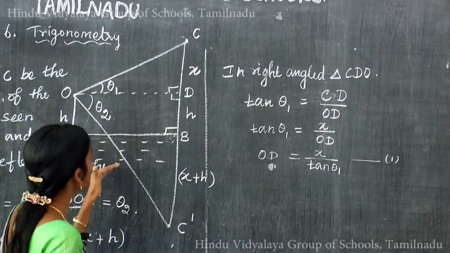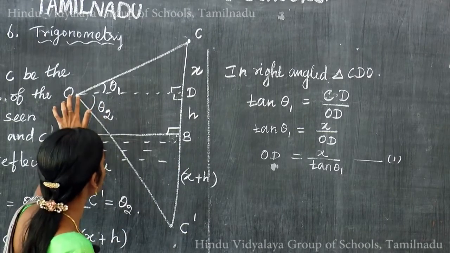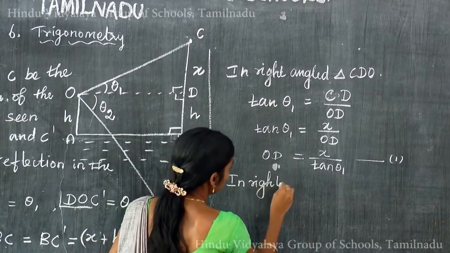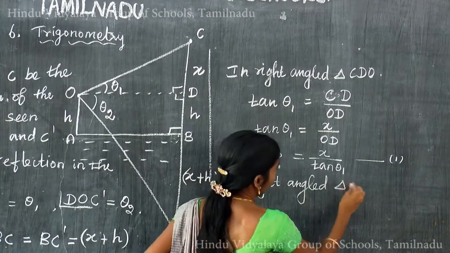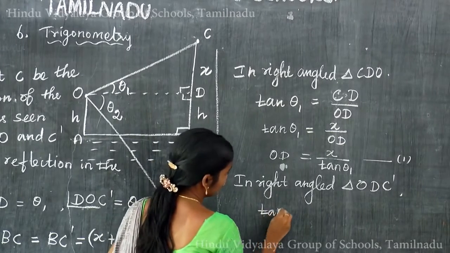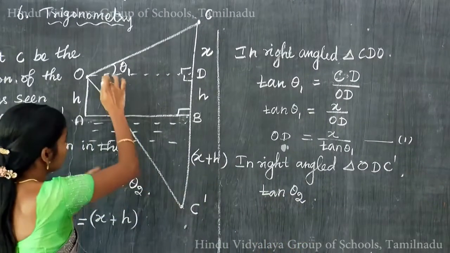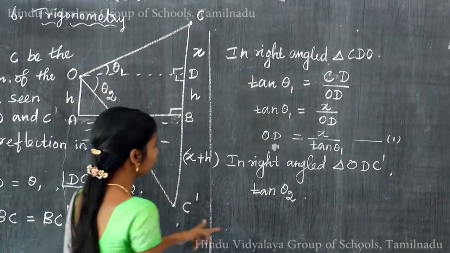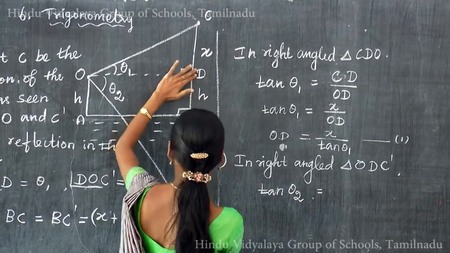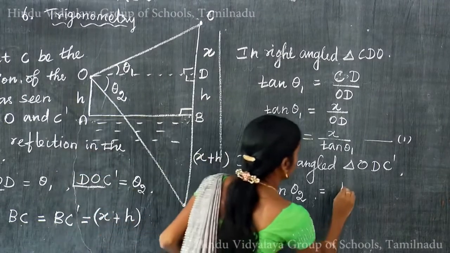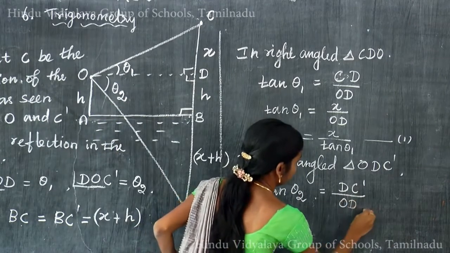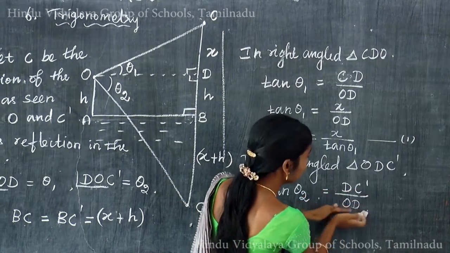Next, consider the next right angle triangle. What is the next triangle? Yes, ODC dash. So in right angled triangle ODC dash, consider tan theta. So tan, here the angle is theta 2, that is the angle of depression given theta 2. So tan theta 2 is opposite side by adjacent side. So opposite side is DC dash and the adjacent side is OD.